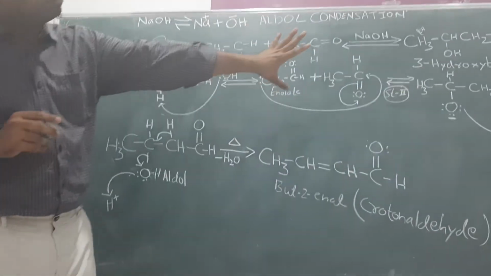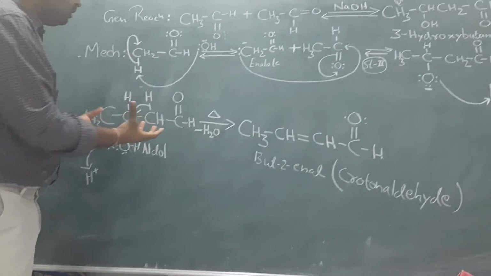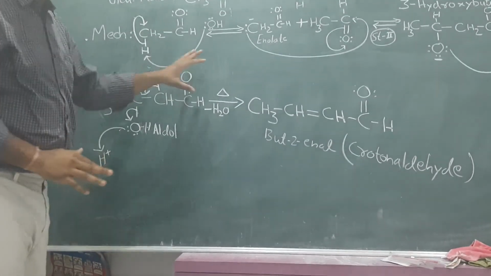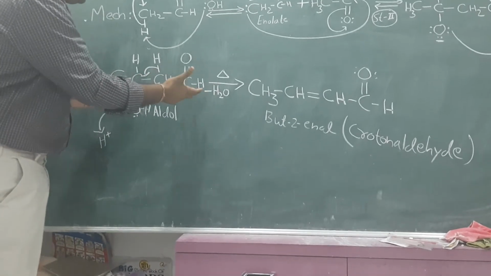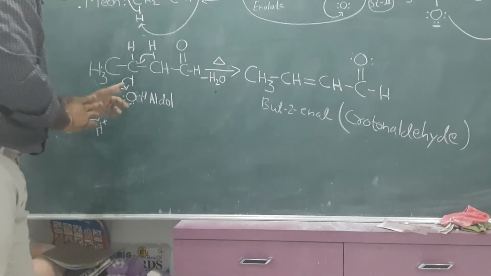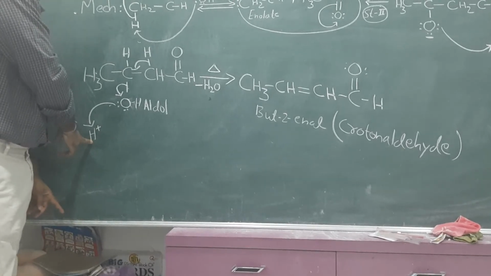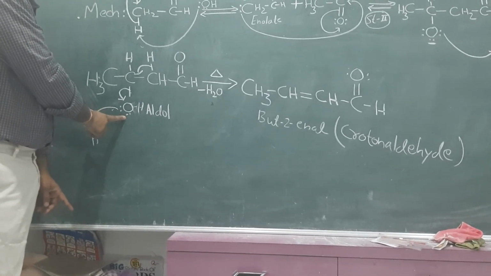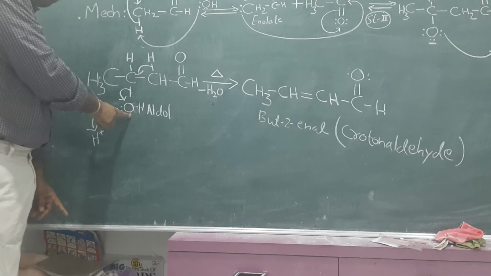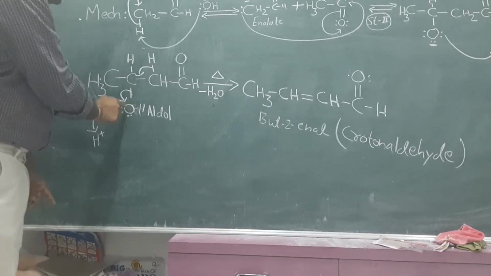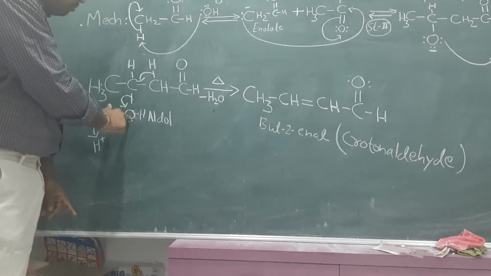This is an aldol reaction, but what happens when we heat this aldol in the presence of an acidic medium, or you can say in a water medium? This OH takes up a proton again, forming a water molecule and becoming a hydronium ion, so that this oxygen becomes an oxonium ion.